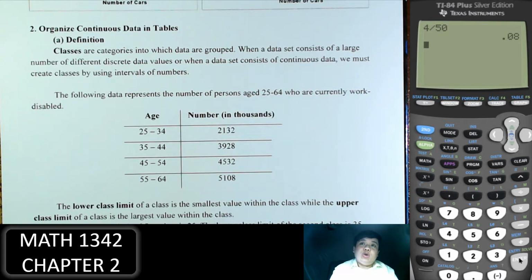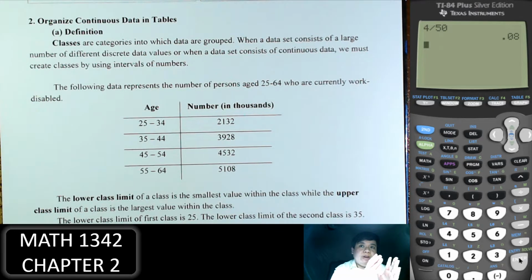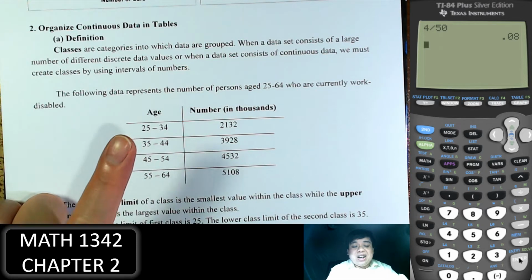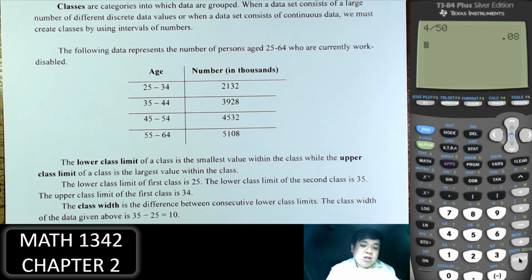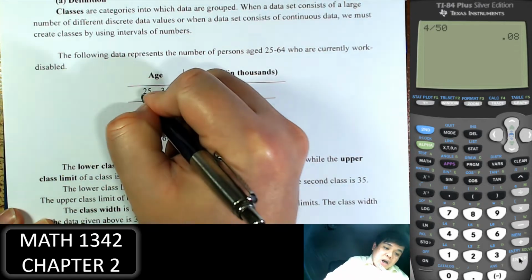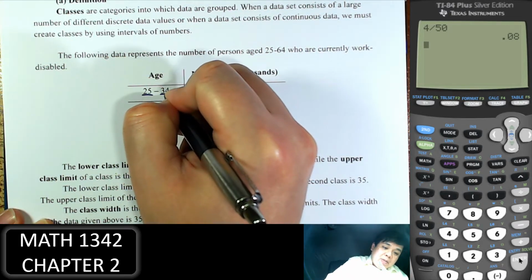Because we don't want to make one column for 25, one for 26, one for 27. In that case, there are too many columns. It will not look very nice. So in that case, we divide the data into what we call classes, and for each class there is the lower class limit and the upper class limit.